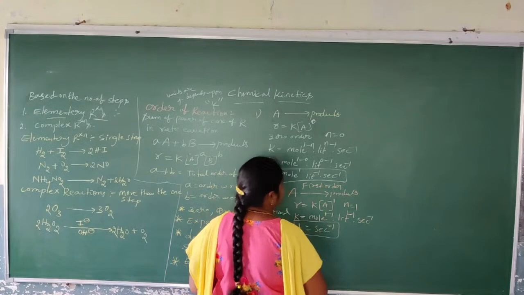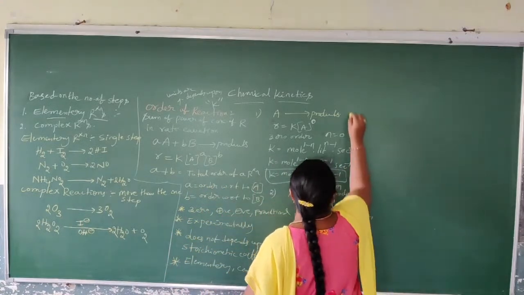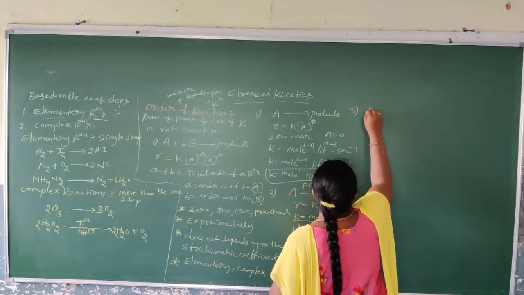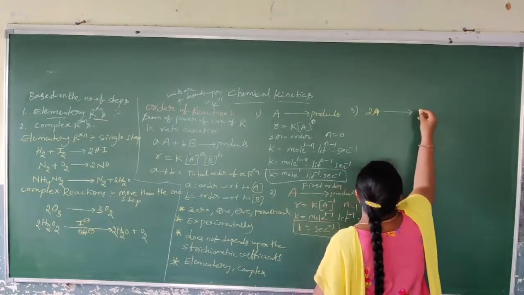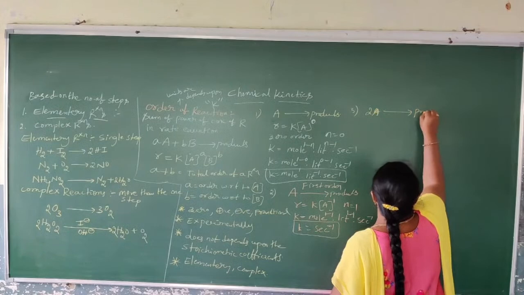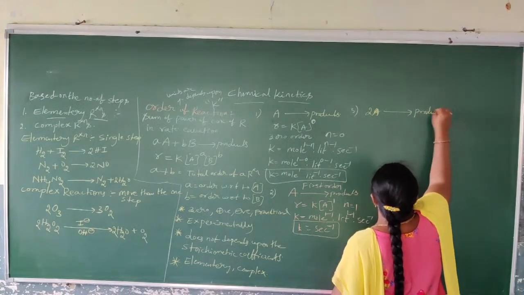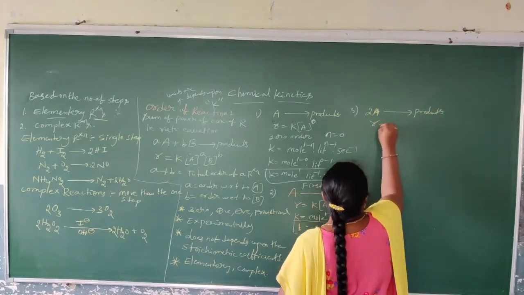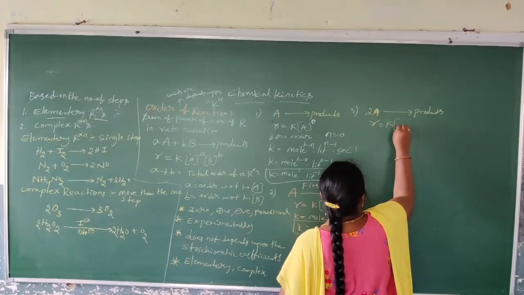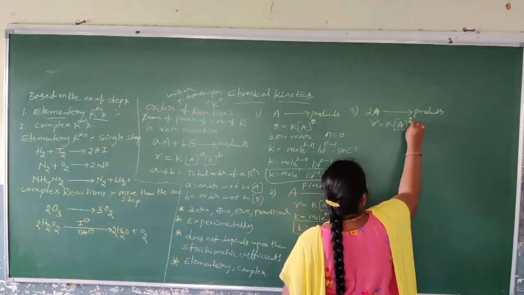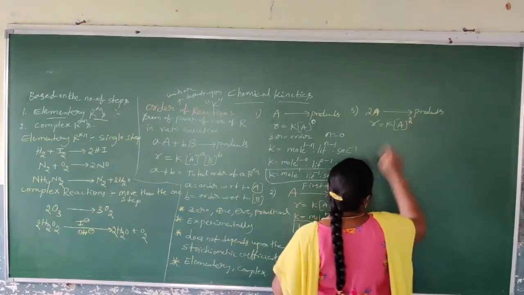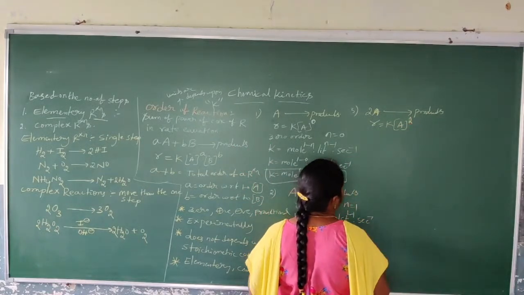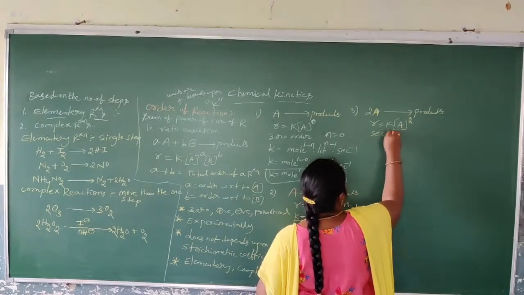Then we take the second order reaction, the third example. Second order reaction: 2 moles of A react with each other to form the products. For this, how can we write the rate? Rate is equal to K into [A] to the power of 2. What is the power, ma'am? 2. The sum of the powers of concentration is 2. So the order of the reaction is 2.